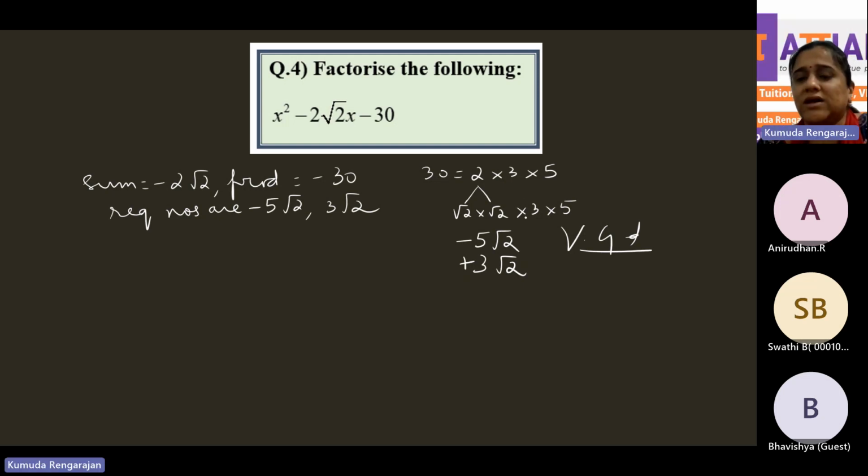And this is very easy because the other numbers are 3 and 5. So one number will be 3 root 2, the other will be 5 root 2. Both the numbers must have root 2 in it. Only then you can add and get root 2 as a result.